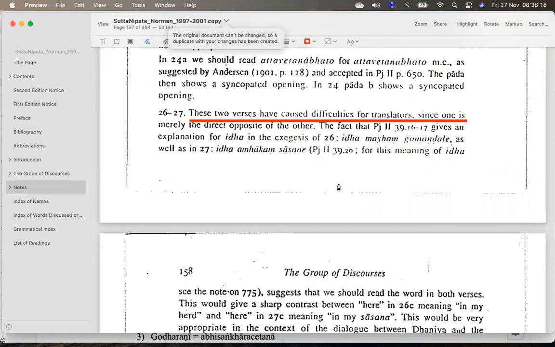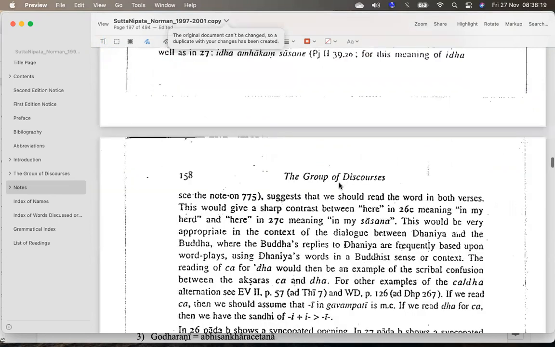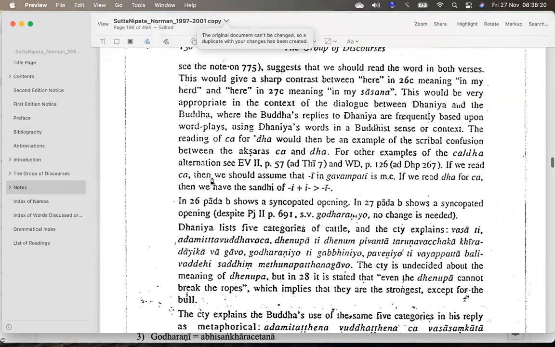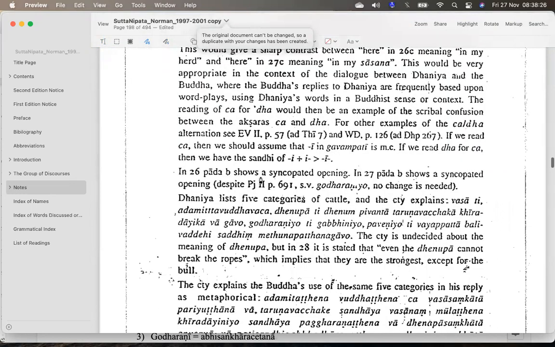Okay, and the other one. So here in the 26th stanza, Pada B, I think it is, sync, sorry, how to pronounce? Syncopative, no. So here. Okay, I'll check in the dictionary.